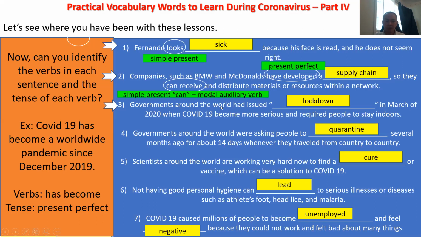Number 3, had issued. Well, have developed, present, past participle; had issued, past, so therefore this is called the past perfect. Something had happened and it's no longer happening. Okay? Became, simple past. Required, simple past.